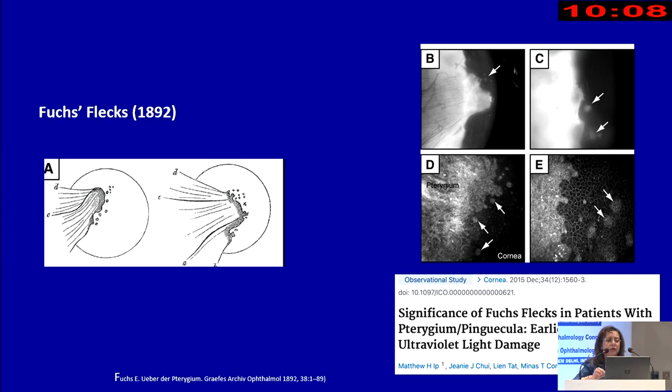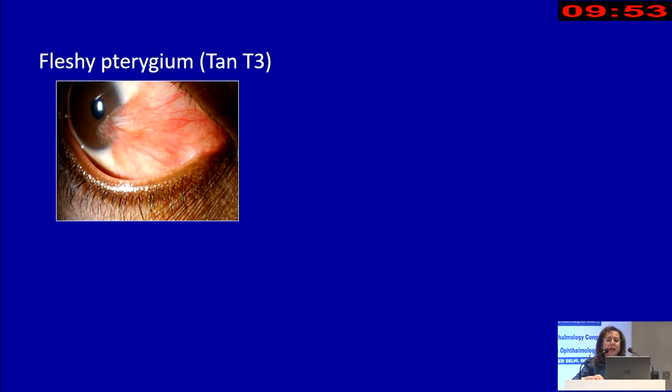If you see Fuchs flecks, which are little flecks that you can see here in front of the head of the pterygium, these are potentially active basal epithelial cells and potentially have been implicated with progression of pterygium. So really there are many, many classifications for pterygium. There is no real verdict on which one to use, but generally a fleshy pterygium which is also highly vascular, like this one, is one to remove.